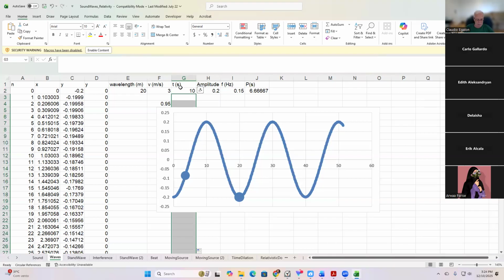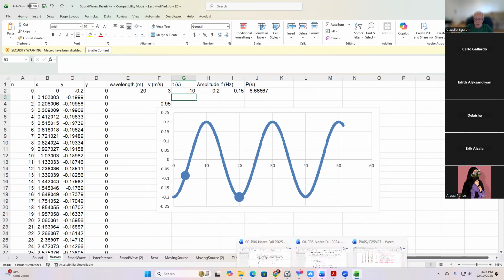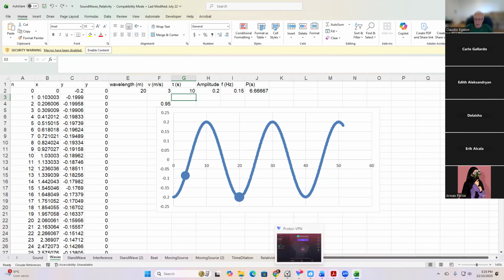Okay? So we ran out of simulation time here. And here is the crest of the wave. And here's the valley of the wave. And here's the position of equilibrium, the node. Okay? Our wave has a crest.